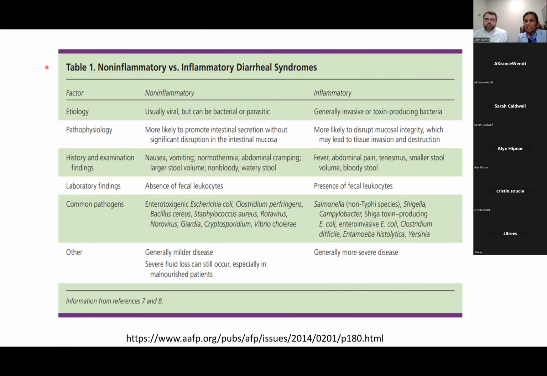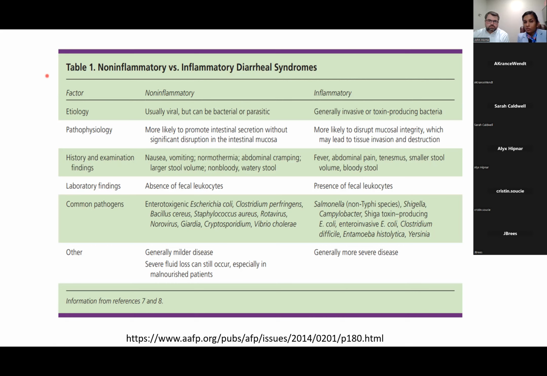You might not really have a lot of white cells in the stools if you test for that. And here are some of the examples. Some of the bacteria can cause non-inflammatory diarrhea, including rotavirus and norovirus. But Cryptosporidium is a parasite. Vibrio, C. diff, E. coli sometimes can also cause non-inflammatory.